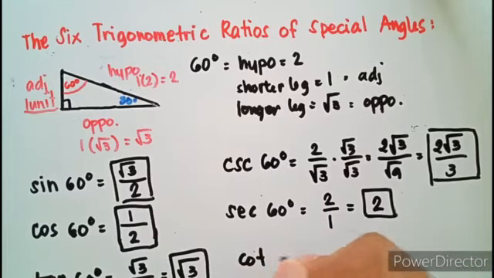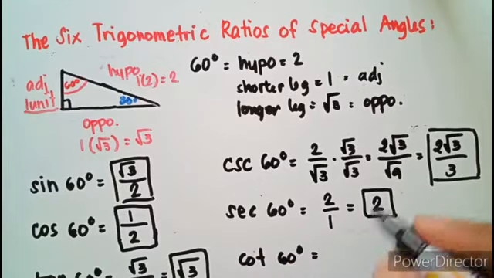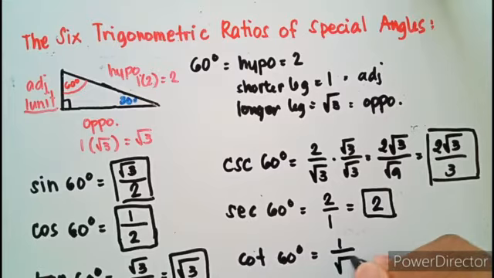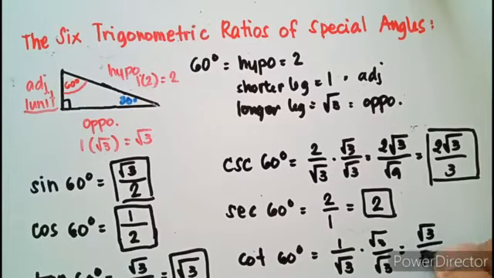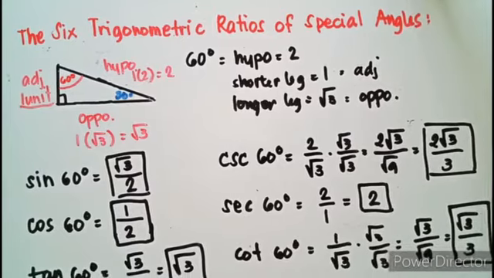And for our cotangent 60 degrees, we will have 1 over square root of 3. So rationalize it by square root of 3 over square root of 3. So this is equal to square root of 3 over square root of 9, and that is equal to square root of 3 over 3. And this is the value of cotangent 60 degrees.